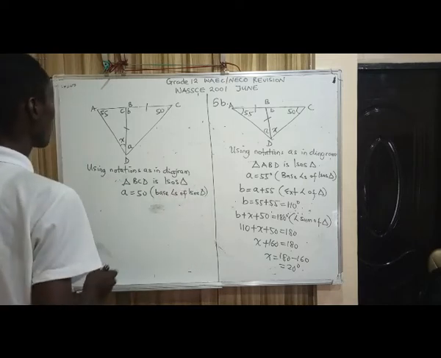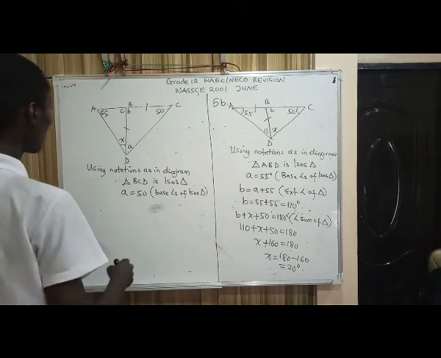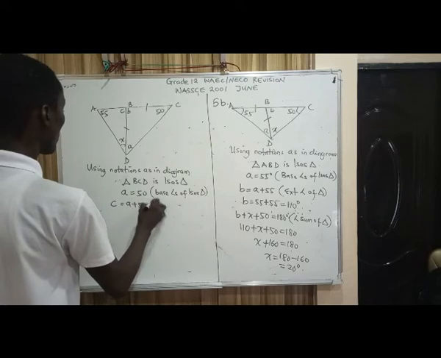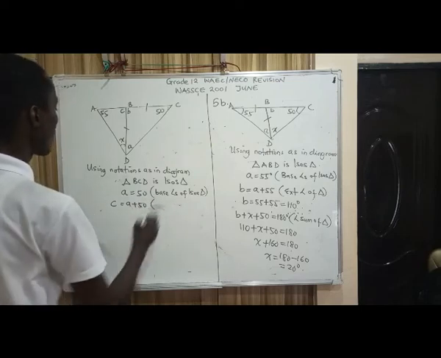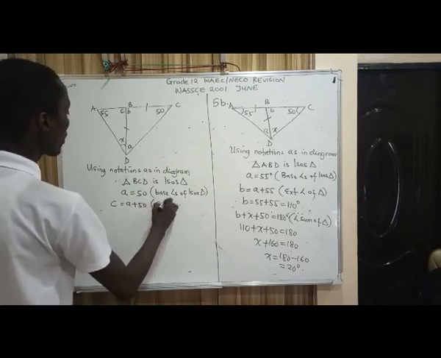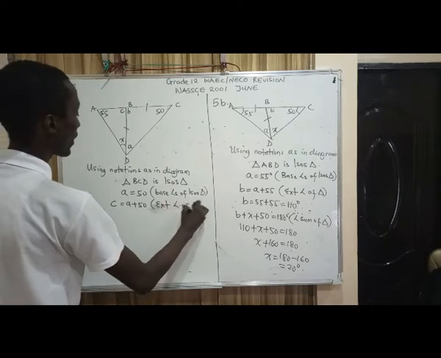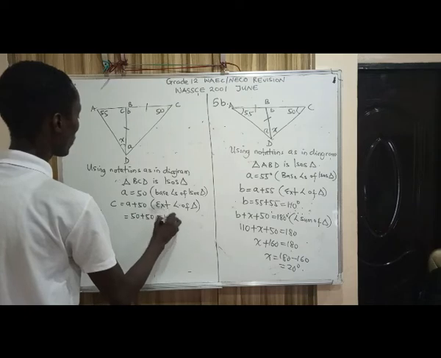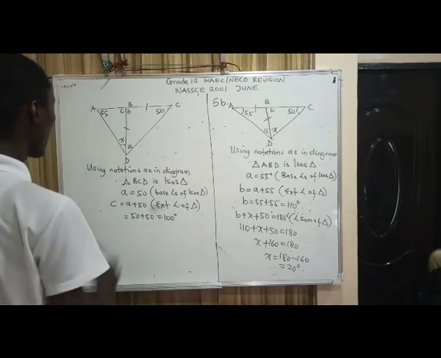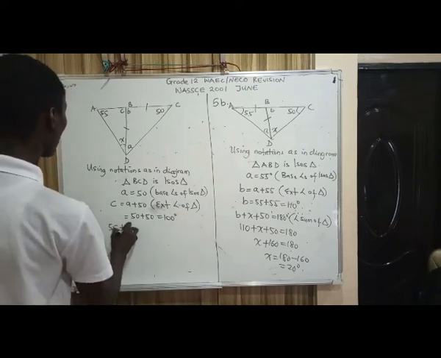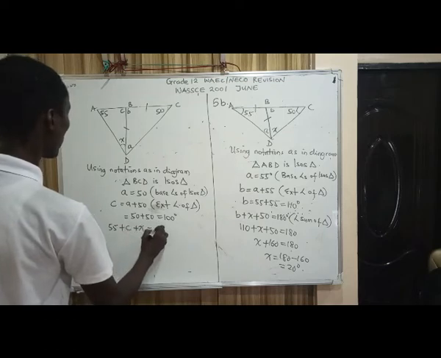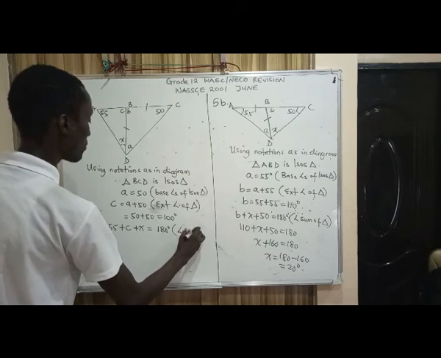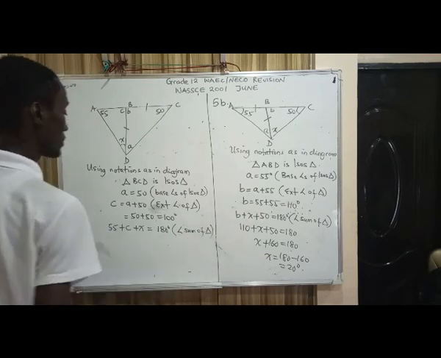So that is settled. Now once we've gotten that, I can now get that C is equal to A plus 50. What's the reason for that? Exterior angle of a triangle. So that will be 50 plus 50, that will be 100 degrees. Now with that, I can have that 55 plus C plus X will be equal to 180 degrees. That will be angle sum of triangle. Settled.